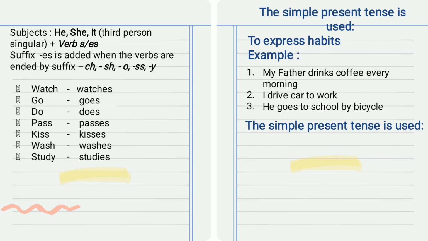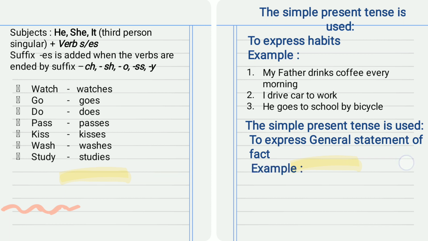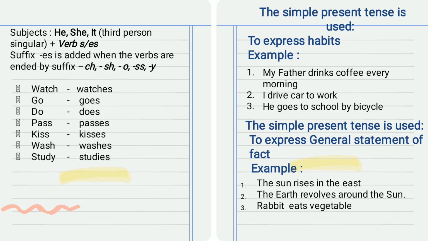Besides that, the simple present tense can also be used to express general statements of facts. Bisa digunakan untuk mengungkapkan suatu kenyataan yang sudah tidak bisa dibantah kembali. For example, number 1, the sun rises in the east. Jadi matahari terbit di timur. The earth revolves around the sun. Bumi mengitari matahari. Rabbits eat vegetables. Jadi kelinci makan sayur-sayuran. So those sentences express general statements of facts.